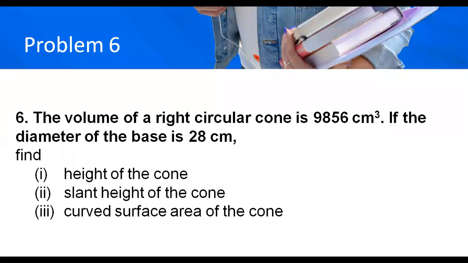Now let us go to problem 6. So the volume of the right circular cone is 9856 centimeter cube.